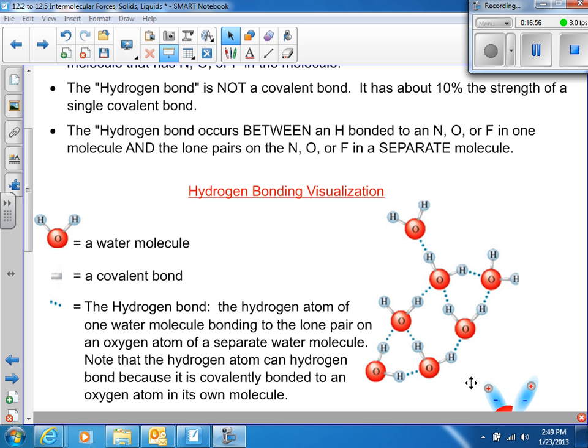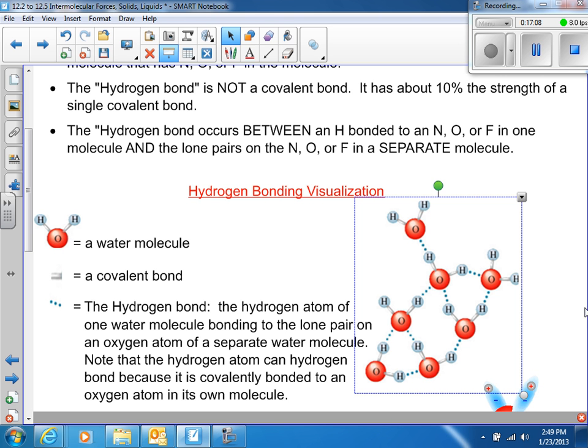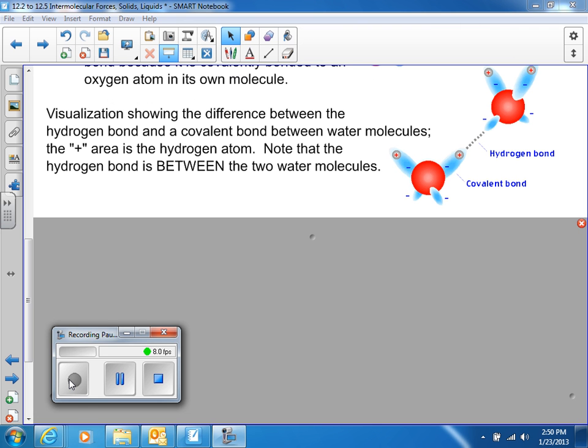Between this molecule of water and this molecule of water, there's a hydrogen bond. Notice the hydrogen bond is between the H on this molecule, and it's going to the lone pairs on the O of this molecule. This O right here has lone pairs, and this H atom is very attracted to those lone pairs on the O atom.